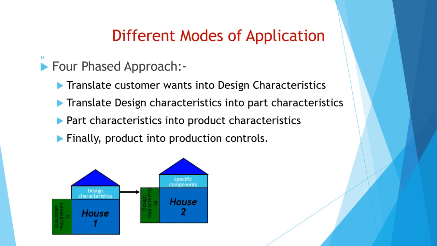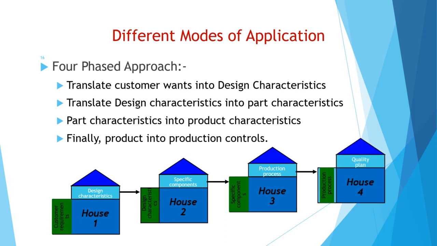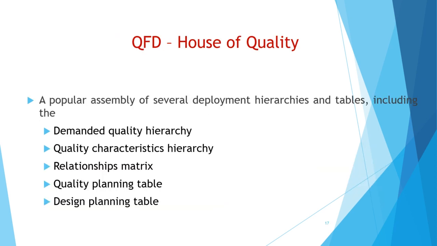So there is a four-phased approach: translating the customer wants into design characteristics, translating the design characteristics into specific components, into product process, and finally the product process into quality plan. In order to do this we use the house of quality. It's a popular assembly of several development hierarchies and tables, including the demand quality hierarchy, quality characteristics hierarchy, relationship metrics, quality planning table, and design planning table.